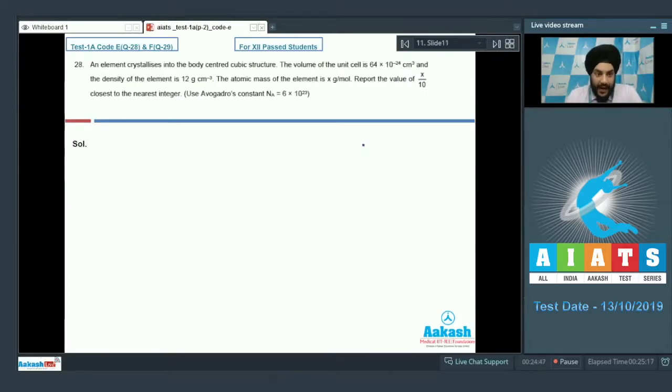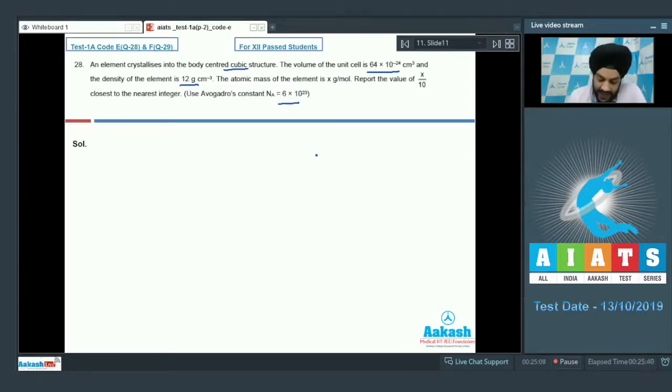Question number 28. An element crystallizes into the body-centered cubic structure. The volume of the unit cell is 64 into 10 to the power minus 24 centimeter cube, and the density of the element is 12 gram per centimeter cube. The atomic mass of the element is x gram per mole. Report the value of x by 10 to the nearest integer. The value of Avogadro number has to be used as 6 into 10 to the power 23.